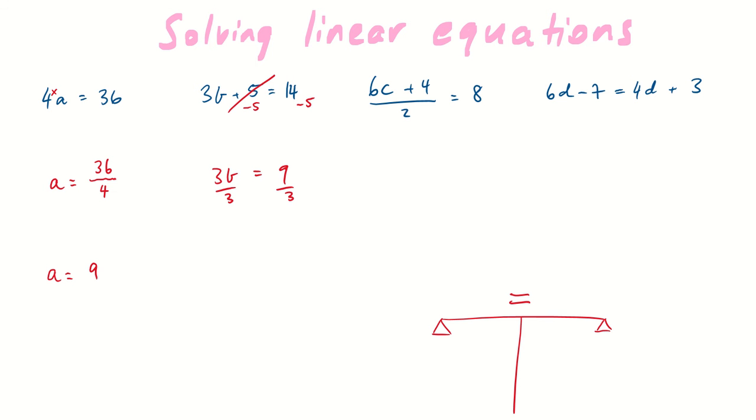Let's just clean this up. The b is going to be left by itself. 9 divided by 3 is 3. And that's our answer.